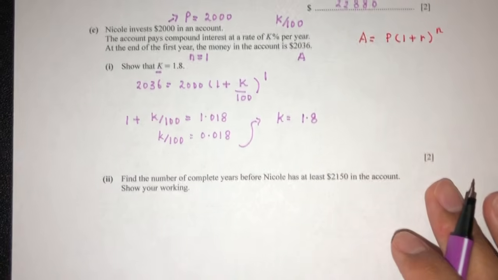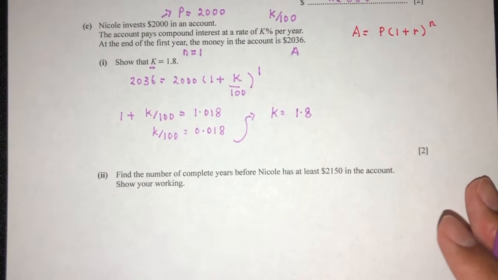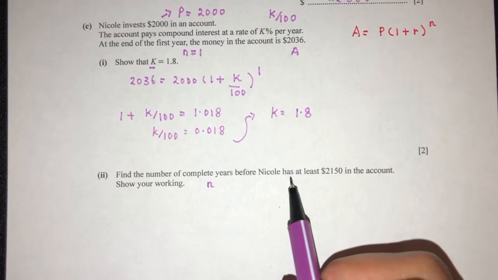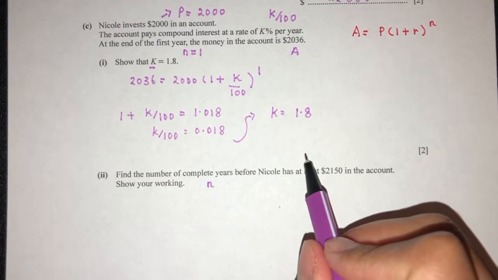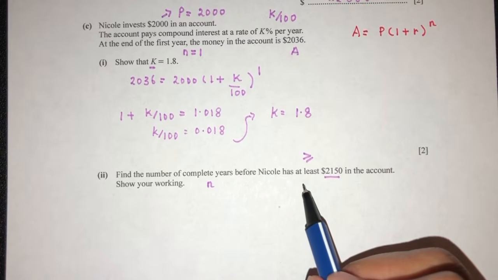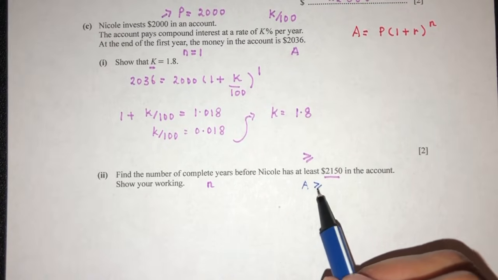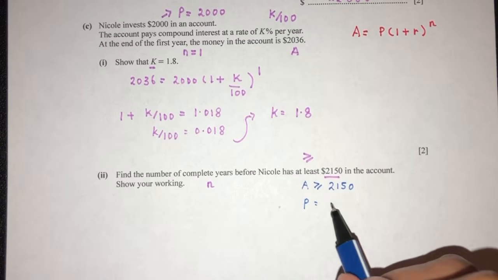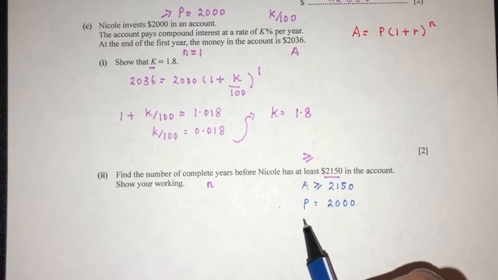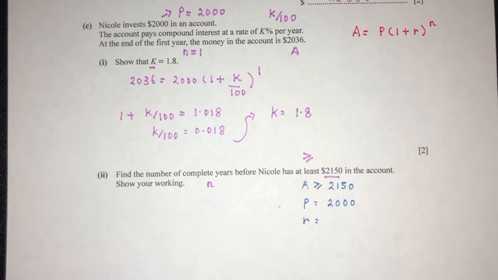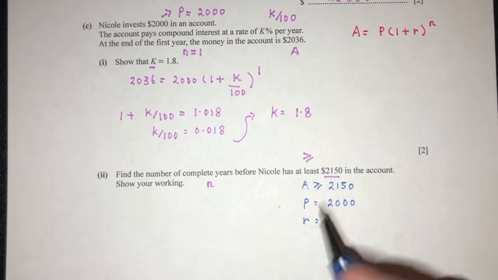for part 1. Now for part 2, we have to find the number of complete years, so we have to find the value of n before Nicole has at least, so at least means more or equal to this amount in this account. So pretty easy. We know this is the amount desired, so we have to find the amount had to be at least 2150. Now we know obviously P was 2,000. The rate, which was given to you, we know it is K over 100, which is 1.8 over 100.